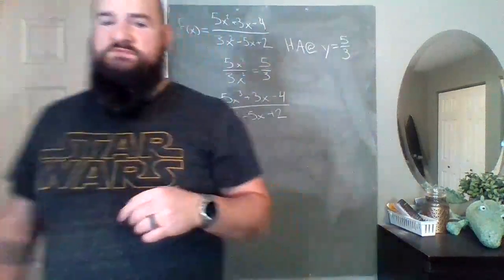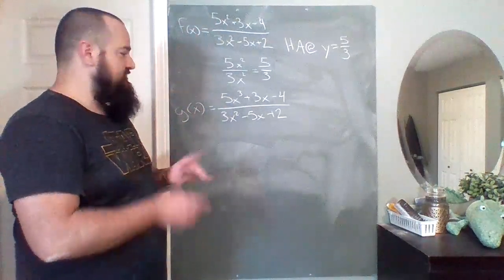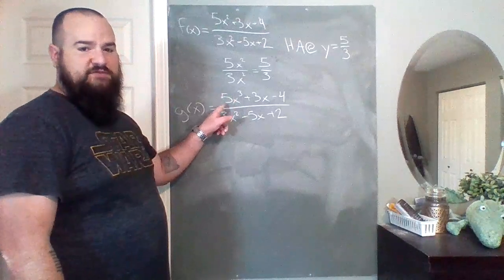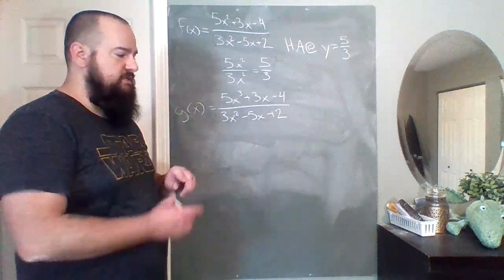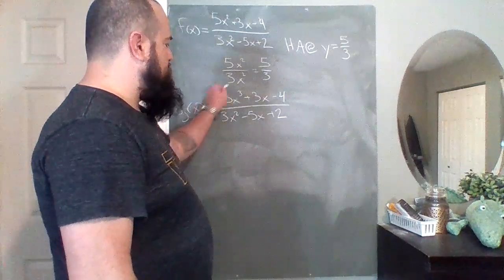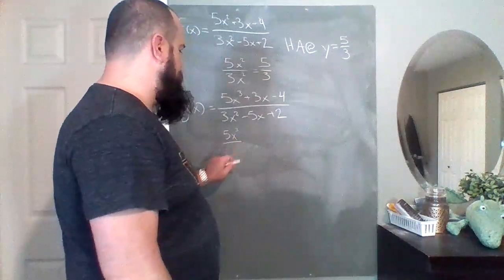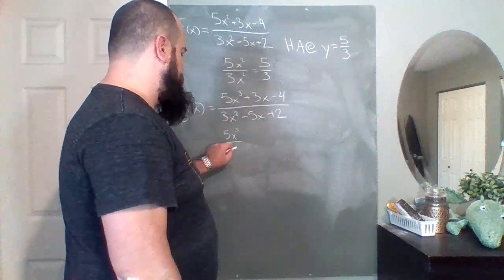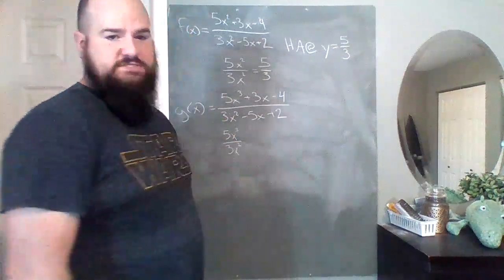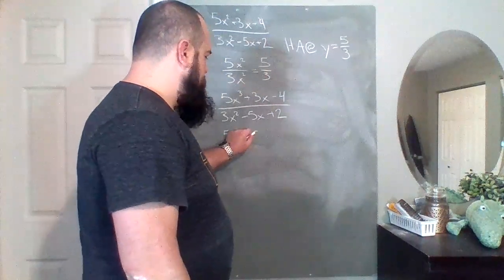Now, I have this rational function g of x. The only difference from g of x to f of x is that instead of 5x squared, I now have 5x cubed. Okay? So let's look at what happens when I compare the ratio of their leading terms. So our leading term here is 5x cubed, and our leading term here is 3x squared.